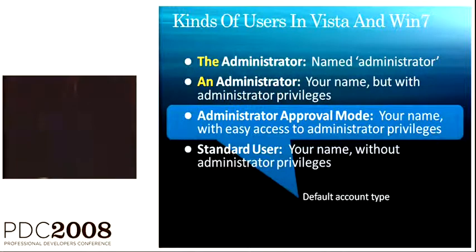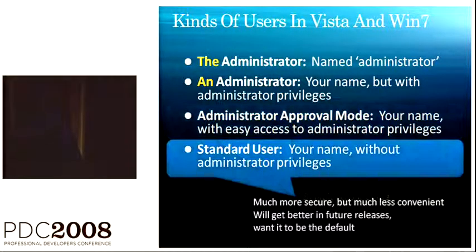So, kinds of users in Vista and in Win 7. The classic administrator is no longer your default account. Now it's the administrator approval mode. That's the default account type that you get when you create a user. More secure is the standard user. And this is what we really want you to aim at. You'll hear that a few times today.